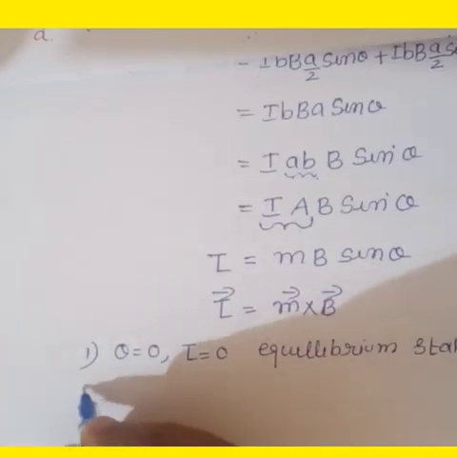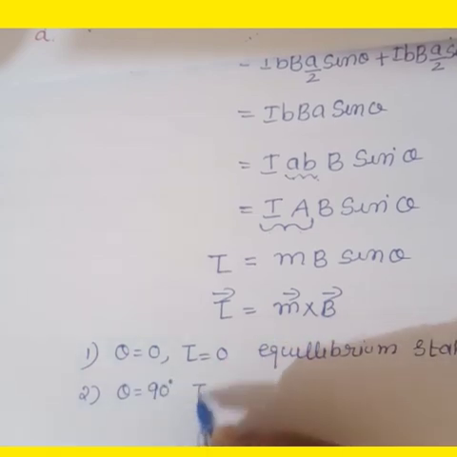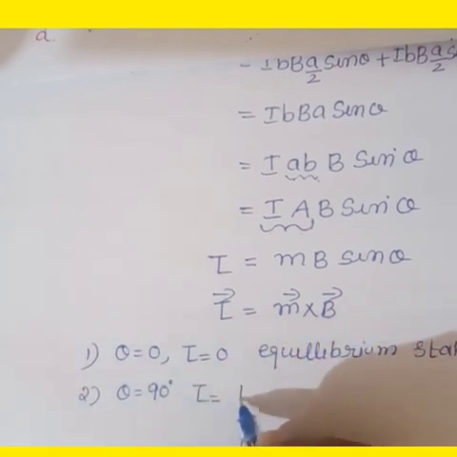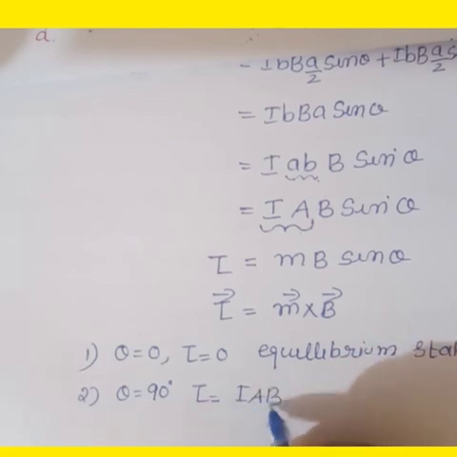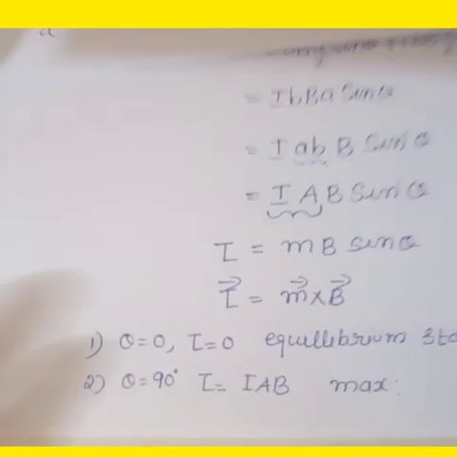So what about the second case? In the second case, theta is equal to 90 degrees. So tau becomes I into AB. The torque is maximum here.